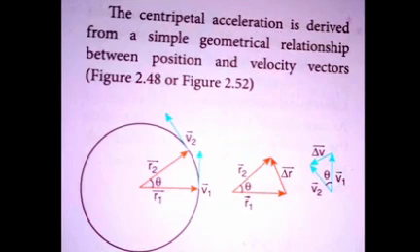Students, now see this diagram. Initially the velocity of a particle is v1 and the position vector is r1. After some interval of time, the object covers the point, the velocity reaches v2 and the position vector is r2, which is making an angle theta. Now we are going to frame the relation between position vector and velocity vector.